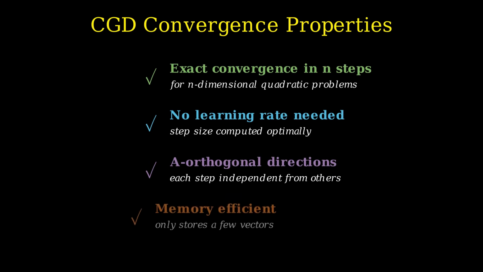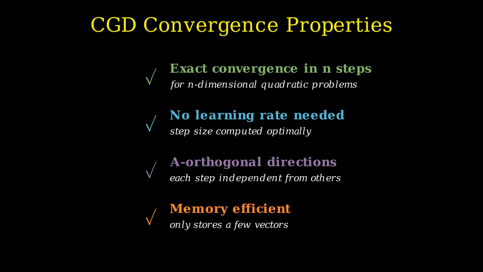Property 4, memory efficient. Despite its power, CGD only needs to store a few vectors in memory: the current position, the residual, and the search direction. We don't need to store the full history. This makes it practical even for huge problems with millions of variables.